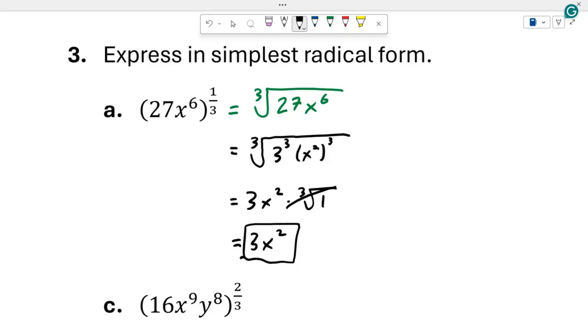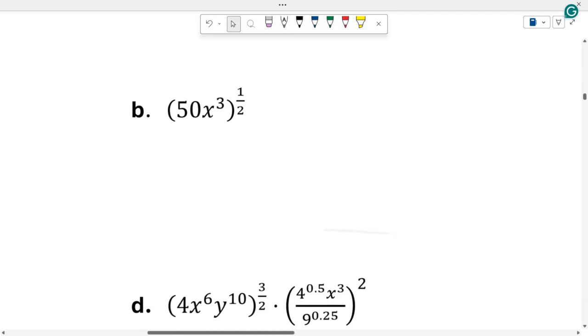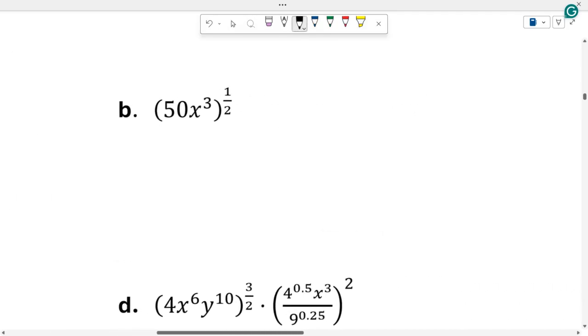So if you got to 3x squared, but you thought about it differently, again, the chances of you lucking into the correct final answer are pretty small. So if you have another way of looking at that problem that gets you to 3x squared, then great. All right. B. So B, similar to A, I have one term.